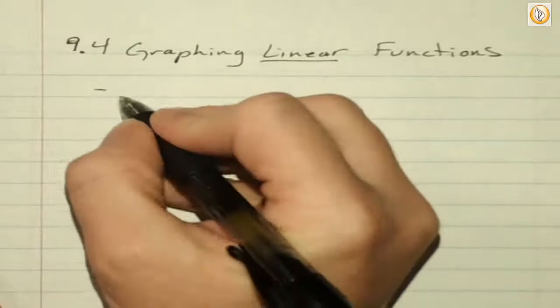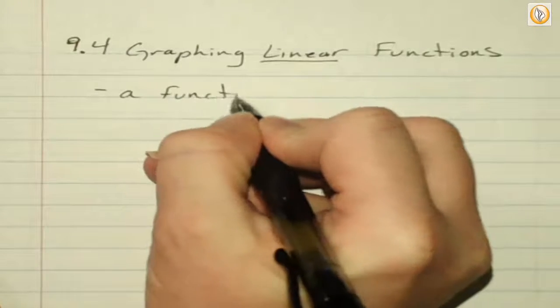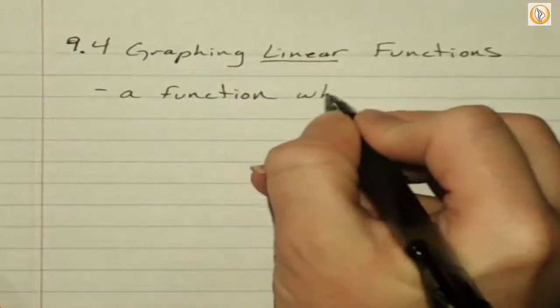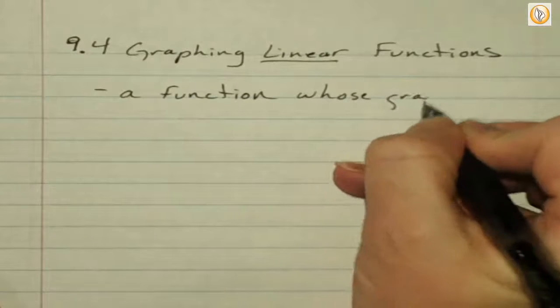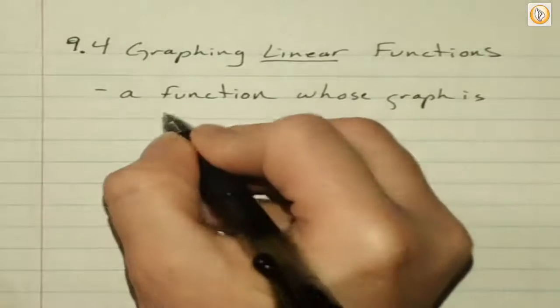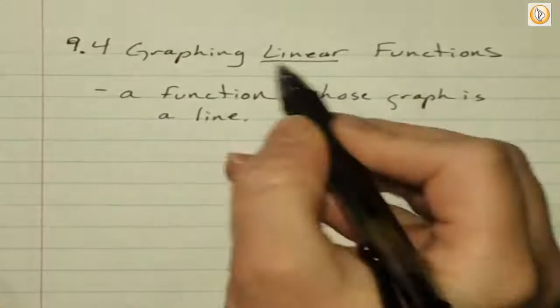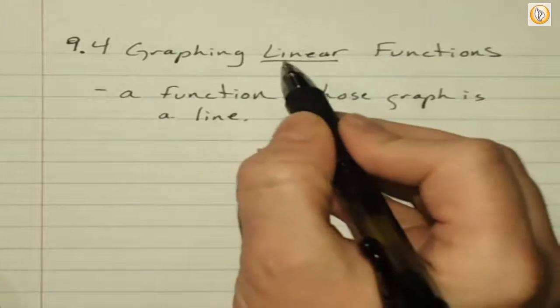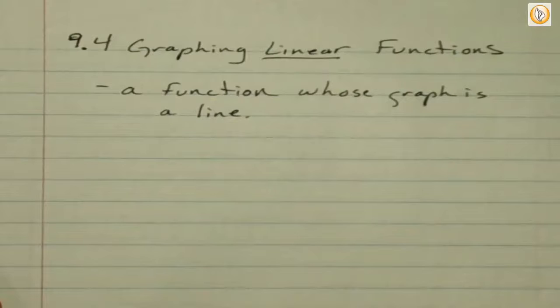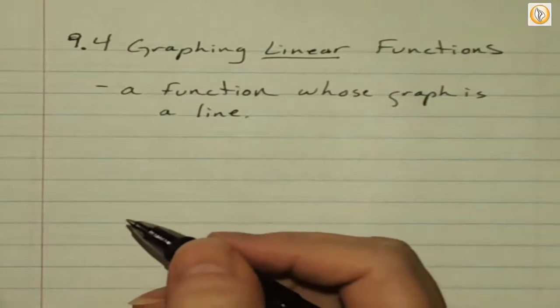Okay, what we're going to be talking about is a function whose graph is a line. Hence the word linear. You see the word line in there. So, a function whose graph is a line. I'm not going to go into that. Y'all caught up?